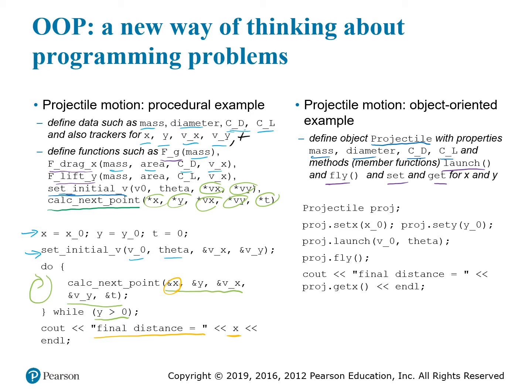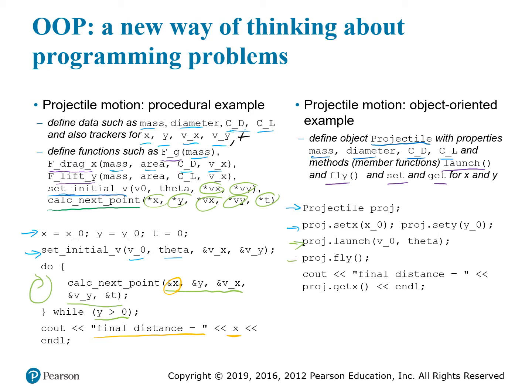It's built into the object so that the basic code says we create a projectile called proj. We set its x to x0 and its y to y0. And then, kaboom, we launch it. We tell it to launch with velocity v0 and launch angle theta, and it will update its internal understandings of velocity and position to account for that.